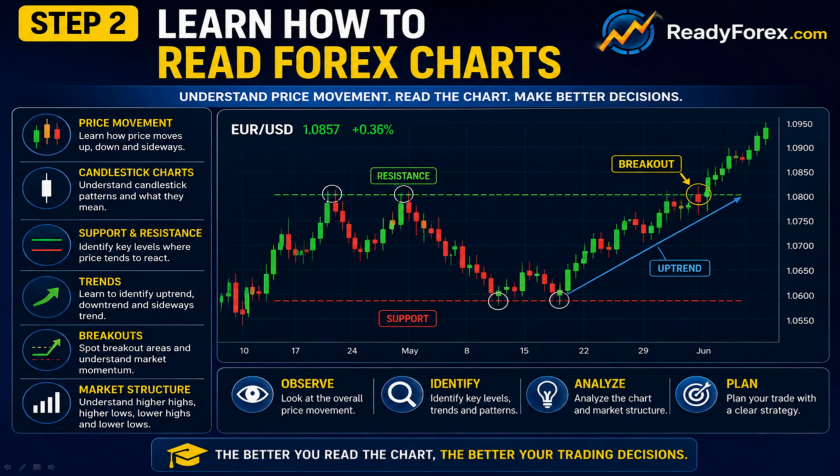Step number two, learn how to read Forex charts. Once you understand the basics, your next step is learning how to read charts. You need to understand price movement. Learn candlestick charts, learn support and resistance, learn how to draw proper trend lines, learn sideways market, learn about breakouts and market structure. You should be able to look at a forex chart and understand what the price action is doing. At this stage, your goal is not to make money. Your goal is to develop your ability to read the forex market.